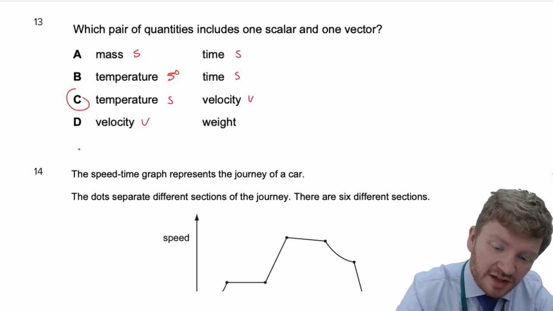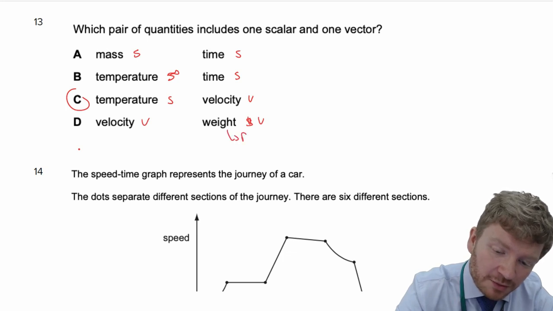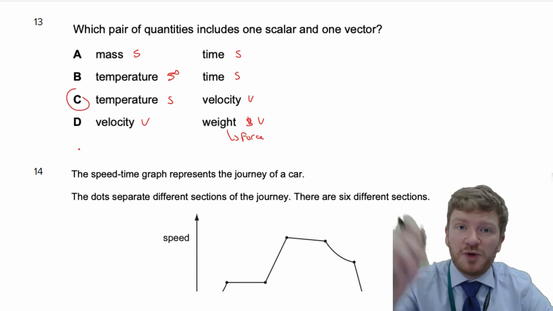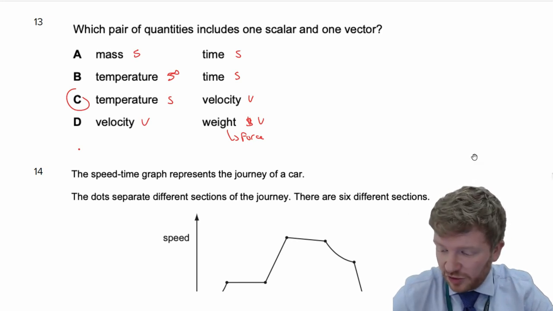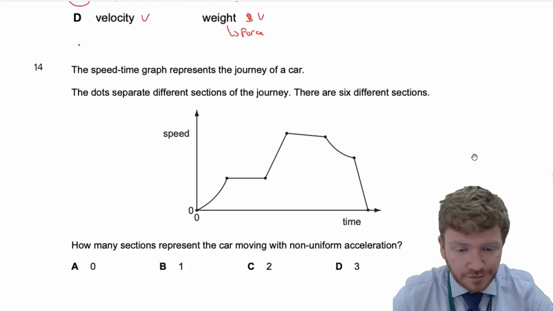velocity is a vector, and weight's also a vector, because weight, remember, is the force due to gravity, and the force always acts down towards the centre of the Earth.